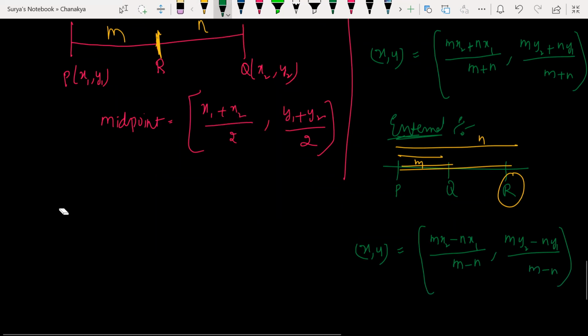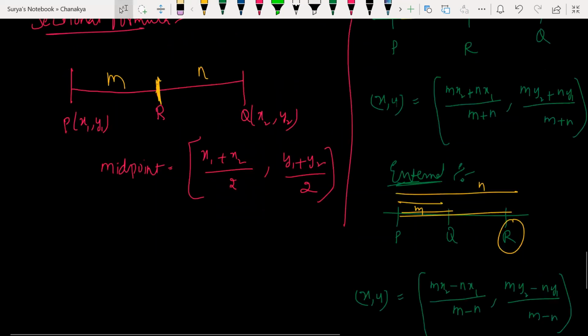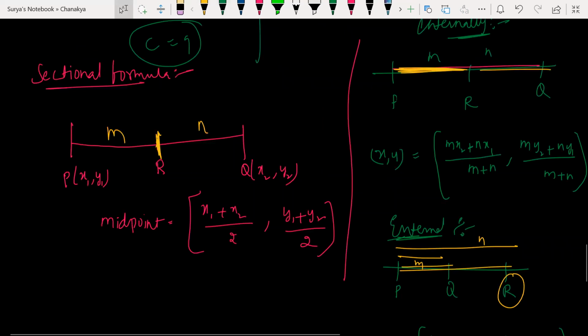Now I'm talking about midpoint. If you think logically, use your common sense a little. I'm asking about midpoint. Is midpoint a part of internal divide or external divide? Where is the midpoint? It is in the middle. Internal. Internal divide. Yes or no? That is why we'll be using this formula.